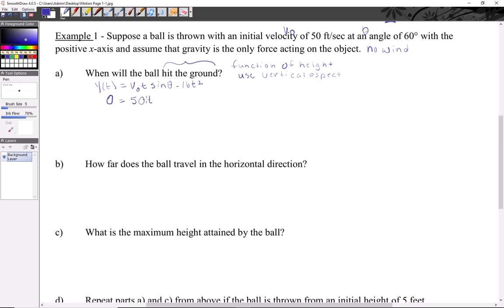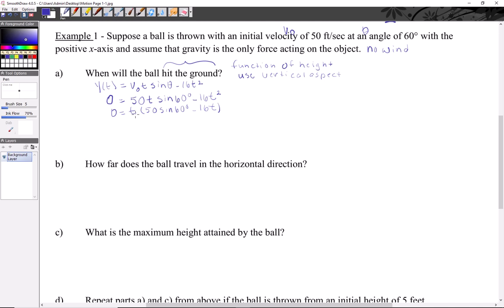T is what we're solving for: 50 t sine 60 degrees minus 16t squared. And we're going to solve for t. Now the fact that we don't have this extra term at the end, the s naught value, is going to make solving for t pretty easy, because you have two terms, each with a t, and that means you can just factor out that t in order to solve for it. So 0 equals t times (50 sine 60 degrees minus 16t).